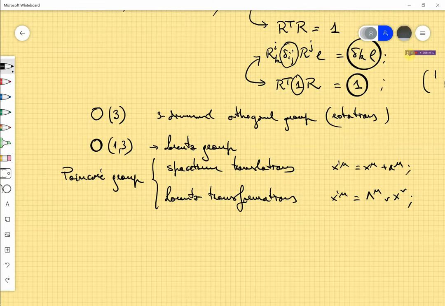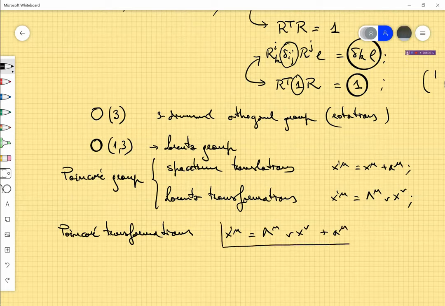So a Poincaré transformation is of this form, the most general one. Here I'm not going to prove that indeed this is the most general Poincaré transformation. I just have argued that space-time translations are certainly Poincaré transformations. Lorentz transformations are by definition Poincaré transformations, and for the moment you can just accept that the most general Poincaré transformation is a combination of these two kinds of transformations.